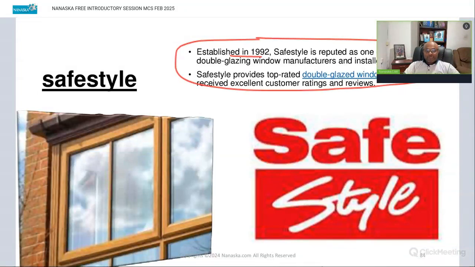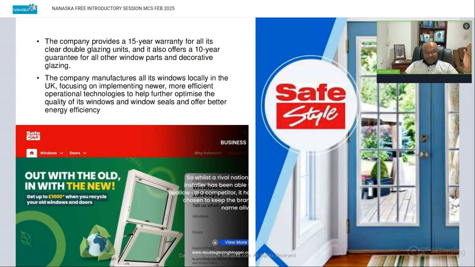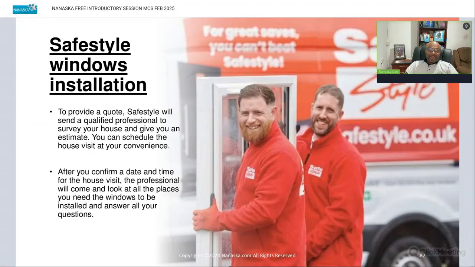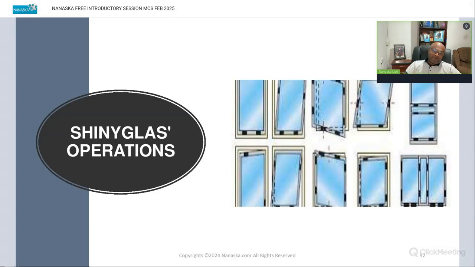Established in 1992, Safe Style is reputed as one of the biggest double glazed window manufacturers and installers in the UK. We are also a manufacturer and installer. Safe Style is the largest in the UK, and they also sell double glazed windows. This is Safe Style, a very similar organization in the UK, providing services very similar to us. So let's learn about the real world examples as well.